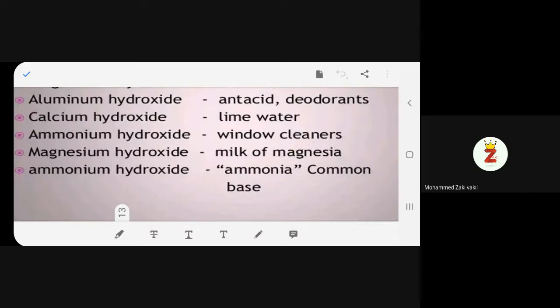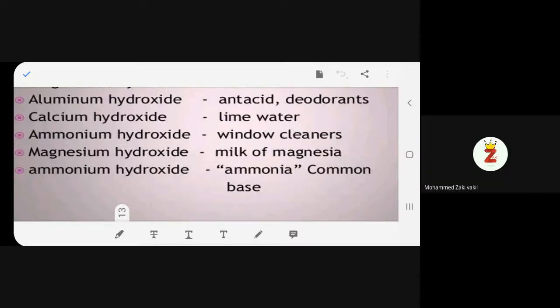Magnesium hydroxide. What is that, beta? Its trade name is milk of magnesia. Where are we using it? Again as an antacid. This milk of magnesia is sort of like Gelusil. You must have heard of Gelusil. Your grandparents must be taking this before going to sleep. This is called milk of magnesia medicine.